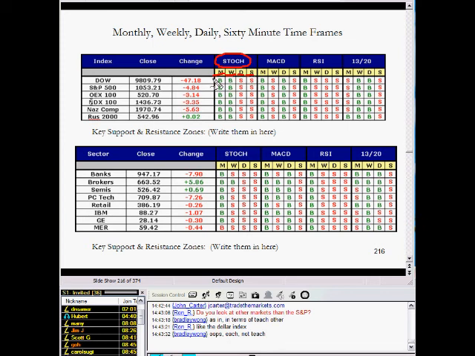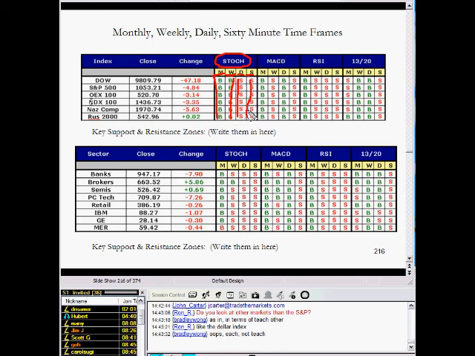So on this particular day, the monthly stochastic was all in buys. On the Dow, the S&P, the OEX, the NASDAQ, the NDX, and the Russell. The weekly was all in buys. The daily was in sells. The 60-minute was in sells.